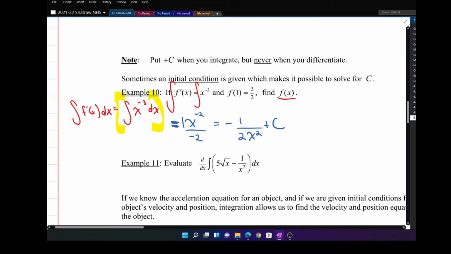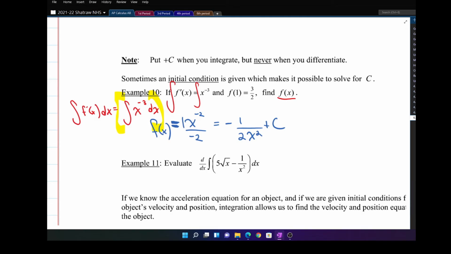Shatra. Is that okay? In this case, no. I want to say that f of x is that. Do you see what I'm saying? He asked me to find f of x, so I need to write down what I found. I found the antiderivative, and the antiderivative of a function is just f of x.